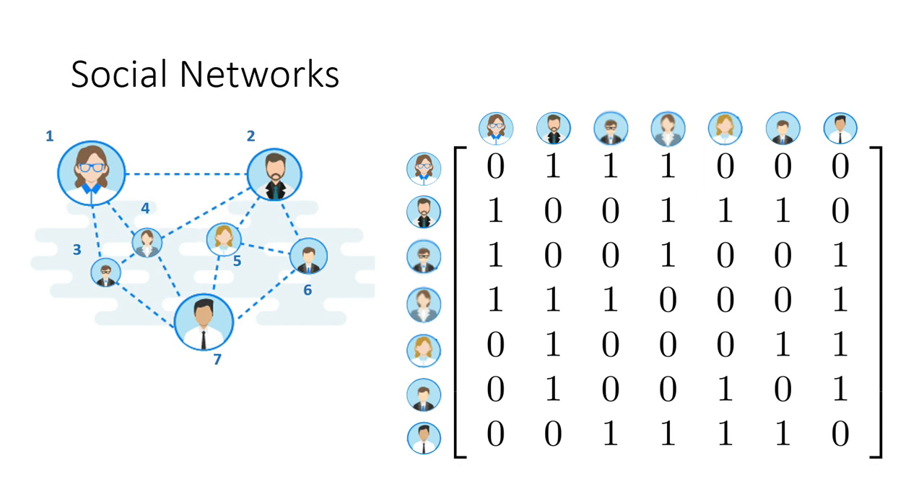So here, since person 1 and person 2 are friends, we put a 1 in the entries of row 1, column 2, and row 2, column 1. And since person 1 and person 7 are not friends, we put a 0 in row 1, column 7, and row 7, column 1.